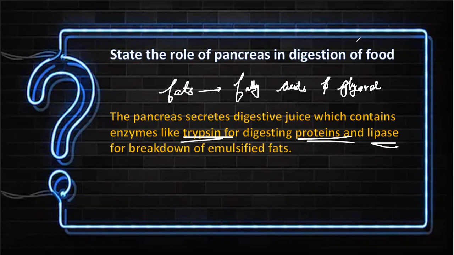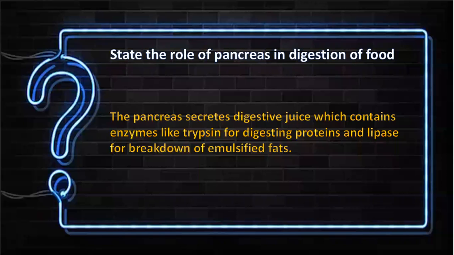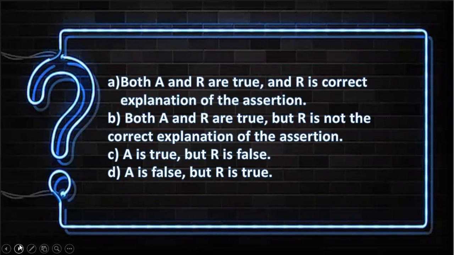Clear with that? So this is the role of the pancreas: the secretion of digestive juices which contain certain enzymes for digestion of proteins and digestion of emulsified fat, that is, enzymes like trypsin and lipase. So that's all for the one mark part.